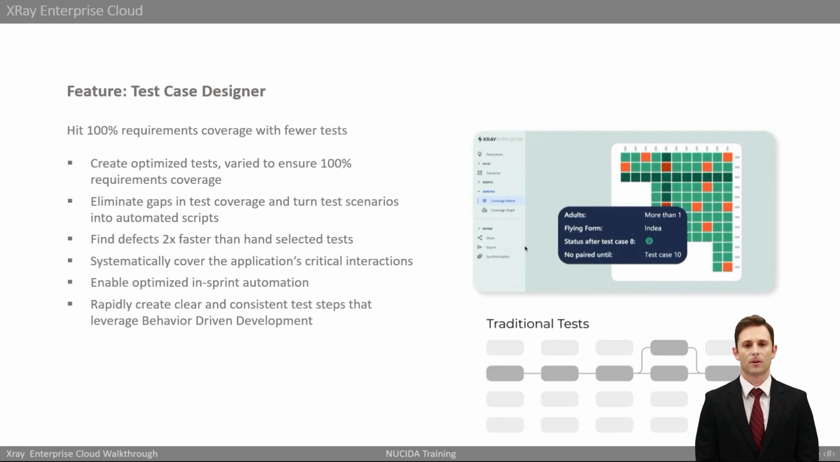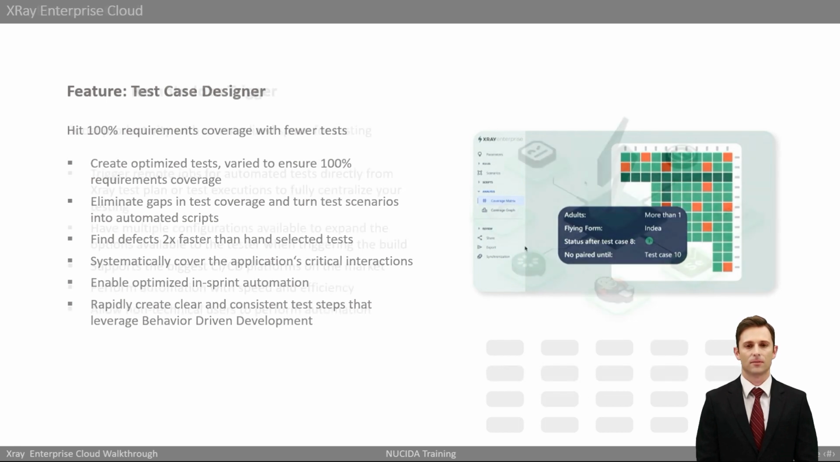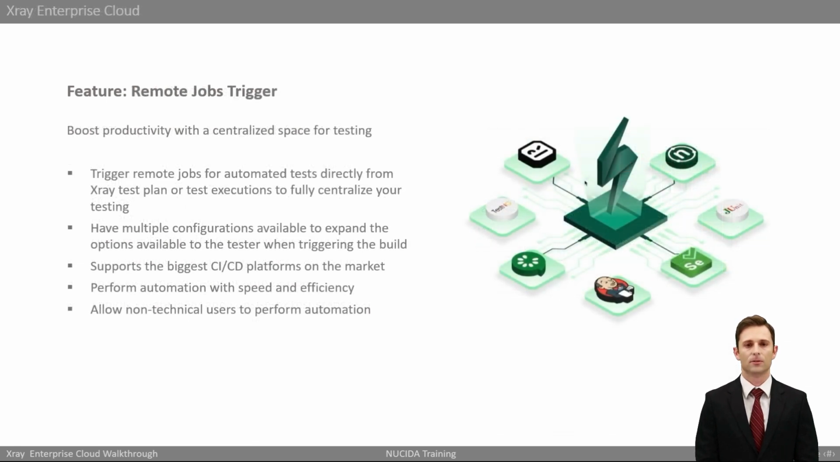To this end, the tool carefully constructs combinations of test conditions to achieve the highest possible requirements coverage with the fewest possible tests. In the bottom right corner of this slide, you can see a representation of traditional test cases versus the Test Case Designer, where you are able to test 100% of the functional interactions every time with fewer steps. Again, avoiding wasteful repetition while systematically covering all user-specified requirements and all the application's critical interactions with the lowest possible number of tests. Moving on to remote jobs triggering.